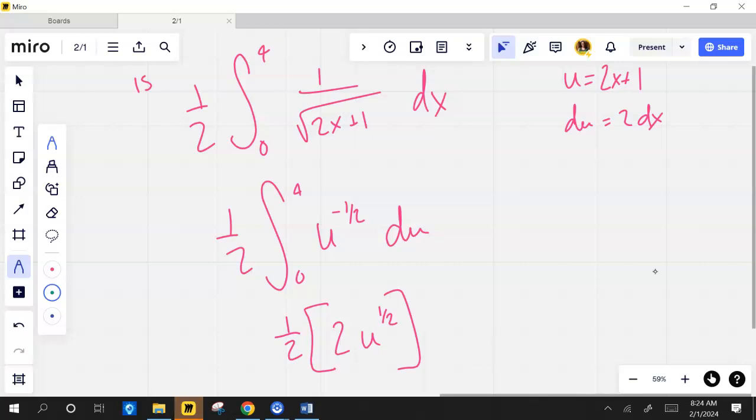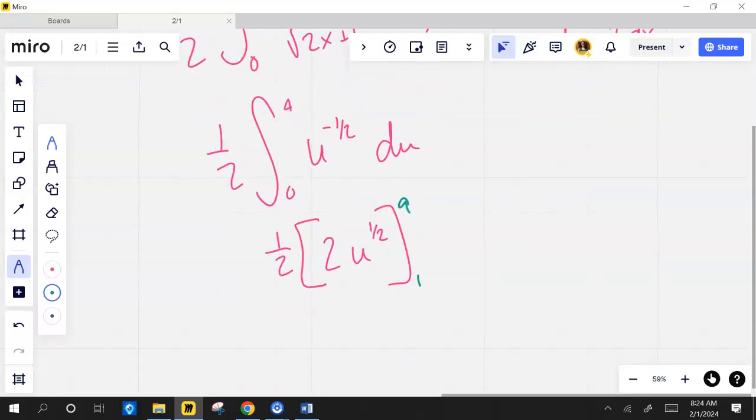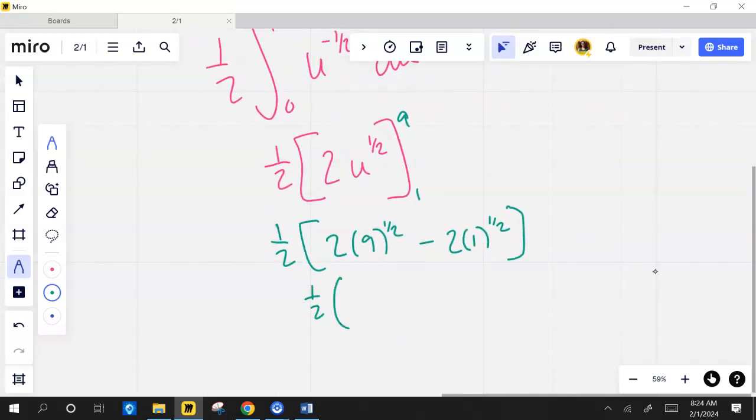Two times 0 plus 1 is 1. 4 times 2 is 8 plus 1 is 9. They come out to be nice little perfect squares. 2 times 9 to the 1/2 minus 2 times 1 to the 1/2. 1/2 of 6 minus 2, 1/2 of 4, which is 2.